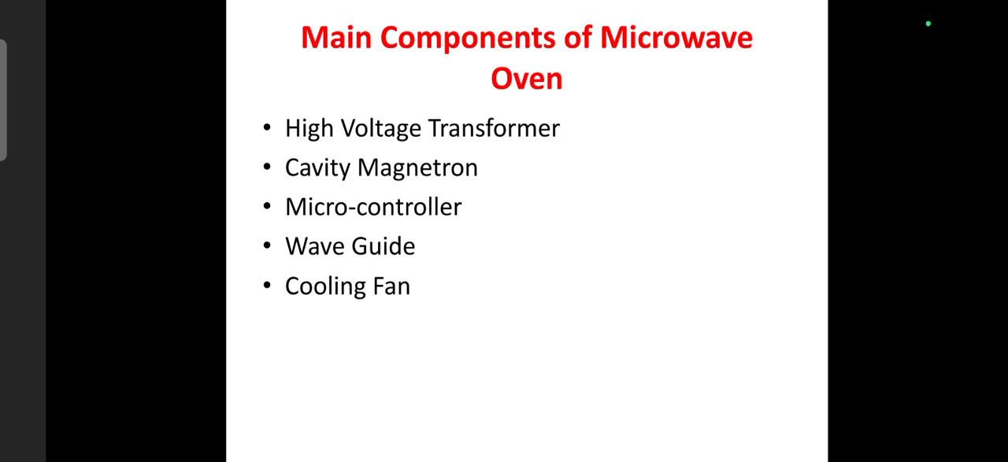The third component is the microcontroller. It acts as the brain of the system and controls cooking time, power levels, temperature settings, and various operating modes. The fourth component is the waveguide. It channels microwave energy safely from the magnetron into the cooking chamber. The fifth component is the cooling fan. It removes excess heat generated during operation and prevents overheating of internal components. Each of these components plays a vital role in maintaining efficient and safe operation.